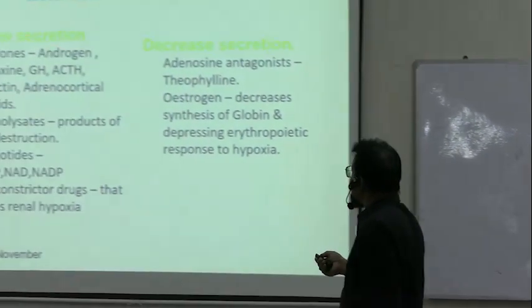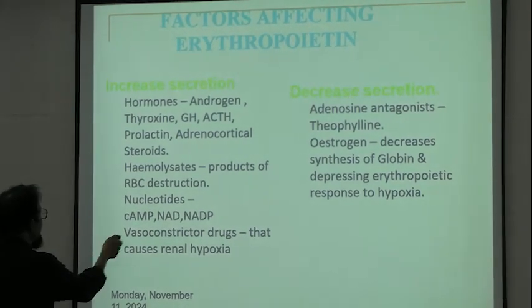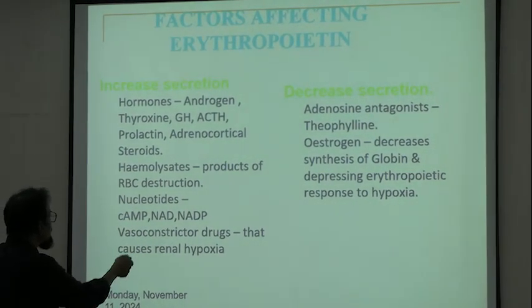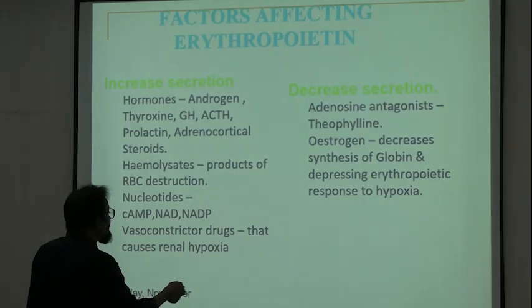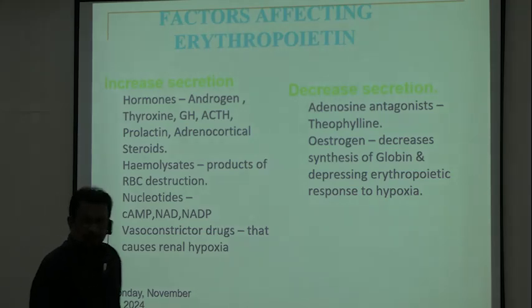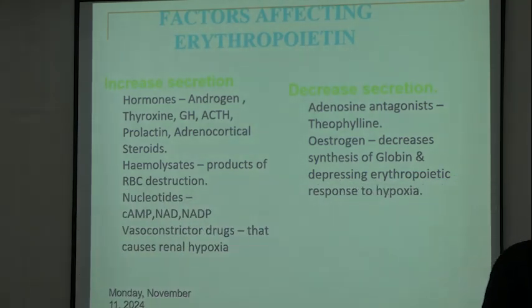See, these are the factors that will increase erythropoiesis and that will decrease erythropoiesis. Estrogen decreases synthesis of globin and depresses the erythropoietin response. The way a female should respond to erythropoietin, she does not, because this is partially inhibited by estrogen.